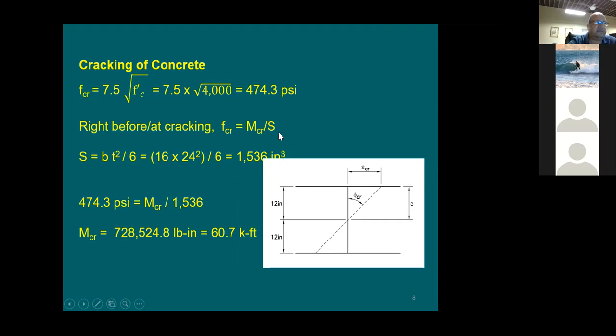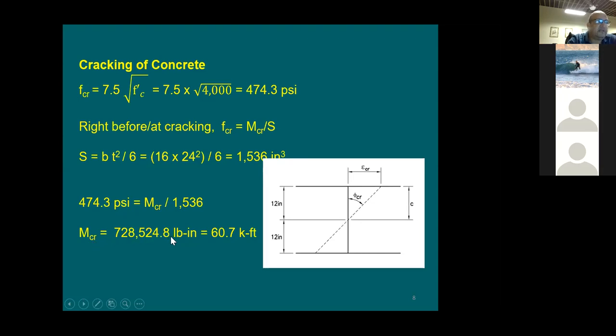Now I have S, and I have FCR from this equation. Therefore, the moment equals: 474 psi, the stress, is equal to M divided by S. Therefore, M equals this multiplied by that. Now look at the units. This here is psi, and this is inch cubed. So I have inch and pound. So the cracking moment is going to be this big number.